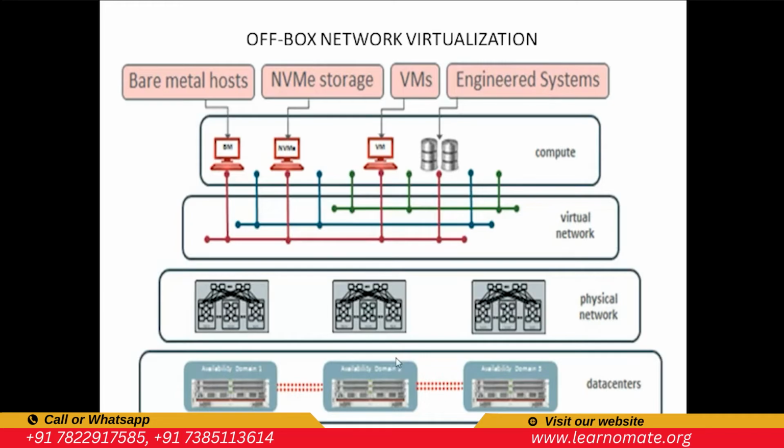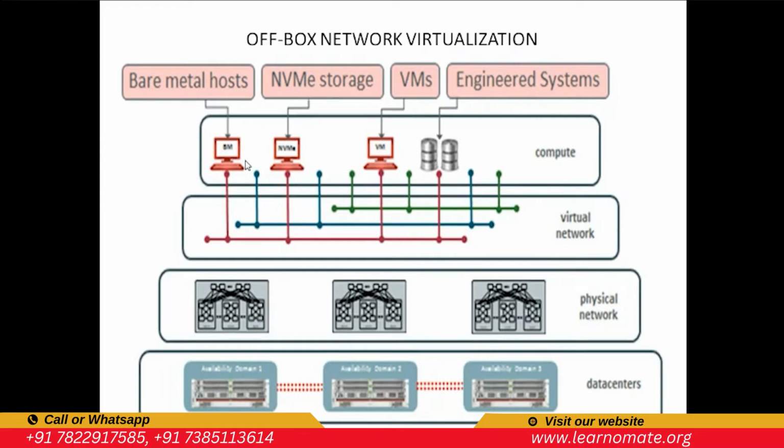And here you can see the off-box network virtualization. This is the data center, and it contains 3 ADs. On top of it, you can see the physical network, and on top of that we virtualize these physical networks. The clients won't know which hardware they are working on, so they think they have their own machine. Even though the physical machine is shared among the clients, the client might think they have their own virtual network. So isolation is possible using this virtual network.